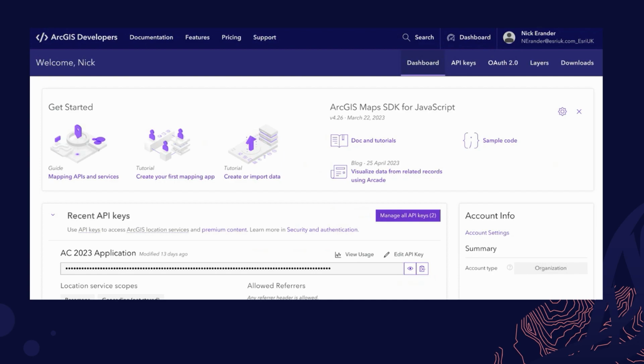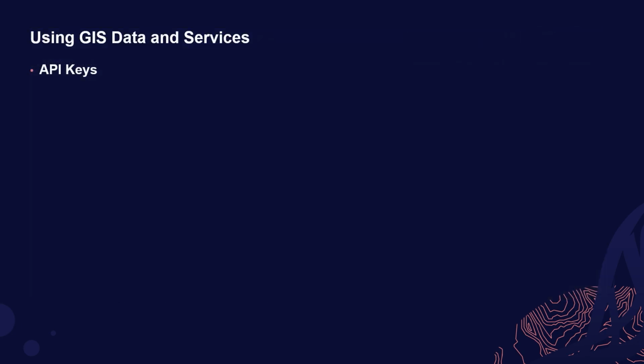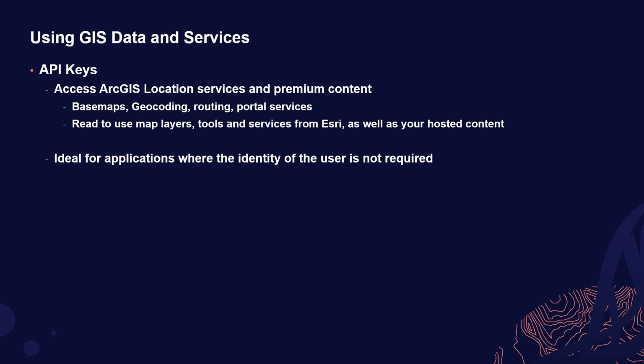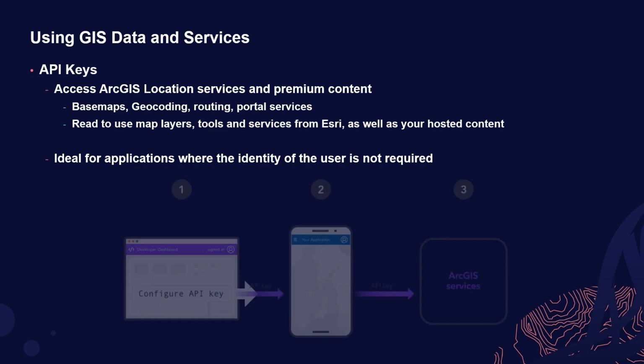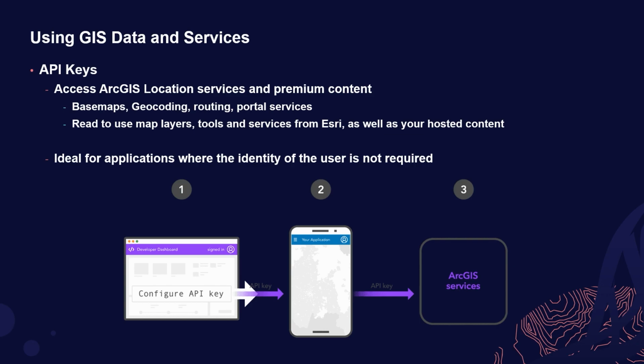Let's take a look at the important differences between these methods now so you can understand what the differences are and what's most appropriate for you, so you too can also start building applications quickly. Firstly, let's look at API keys. API keys are used for your application to be able to access ArcGIS content and location services, such as maps, geocoding, base maps, as well as premium content.